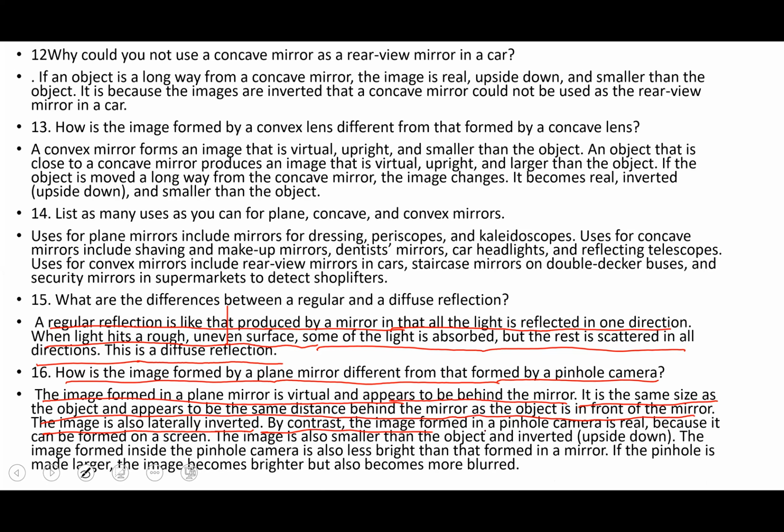By contrast, the image formed by the pinhole camera is real because it can be formed on a screen. The image is also smaller and inverted, upside down. The image formed inside the pinhole camera is also less bright than that formed in the mirror. If the pinhole is made larger, the image becomes brighter but also more blurred.